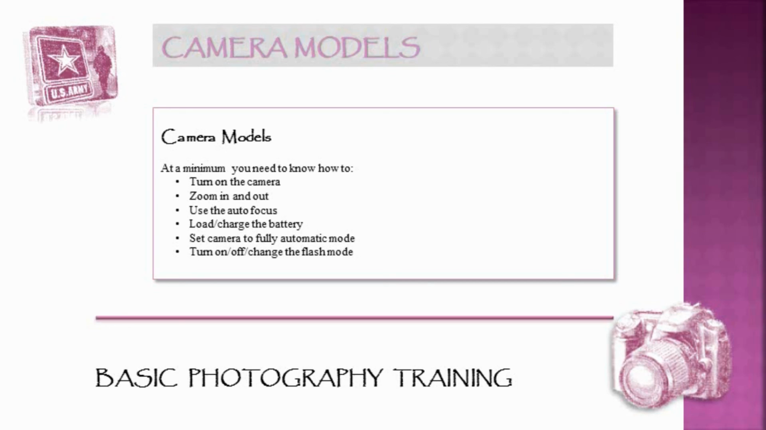However, since there may be differences between cameras and how to do things such as removing red eye and autofocus lock, it's recommended you understand your camera by reading and familiarizing yourself with the manual. If you don't have the manual, it can be viewed online. At a minimum, you need to know how to turn on the camera, zoom in and out, use the autofocus, load and charge the battery, set the camera to fully automatic mode, and turn on, off, and change the flash mode. To take better photos, review this training if needed.